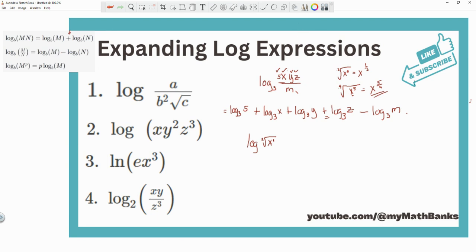So going back to this problem, we can change this one into a log of x to the power of 1/2. Now this is not expanded because you have an exponent, right? So using formula number 3 there, you can put that exponent in front, and so that could be 1/2 log of x. So that's the expanded form.